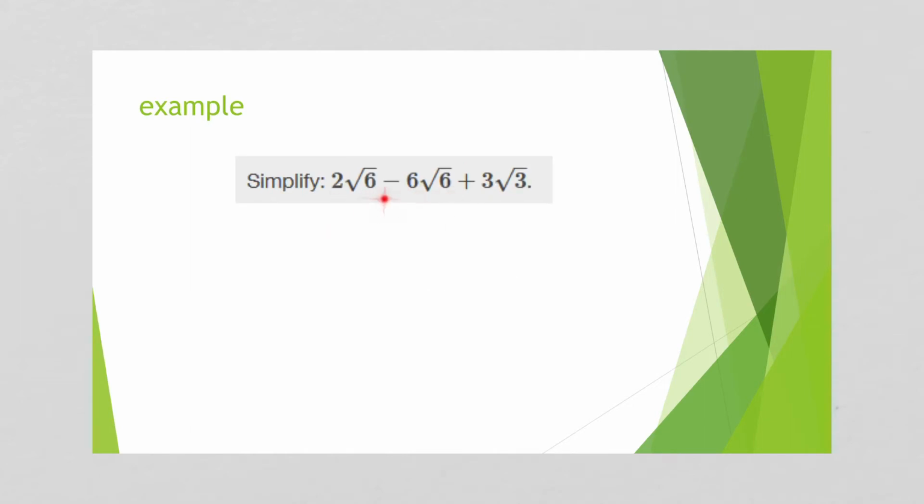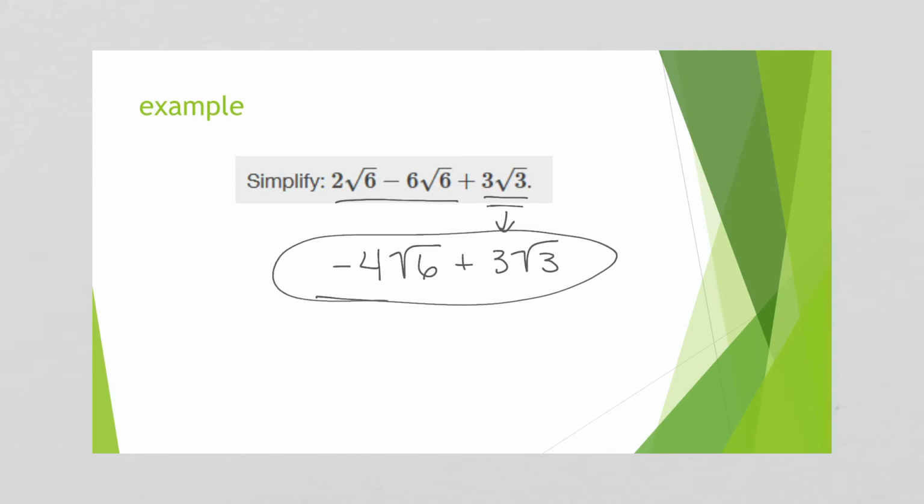Have like terms here and here, okay? So that's all that we're going to be combining. This guy just gets to follow us along until the very end, okay? So since we have like terms, we can go ahead and do 2 minus 6, which is -4 square roots of 6. And I'm just rewriting this. And we can't combine these because they are not like terms.